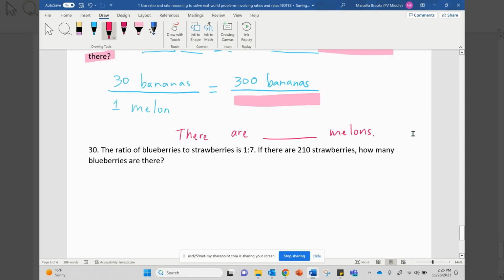And the last one, I want to see if you can figure out how to set it up and solve it. So that would be a level 3. If you can set it up, I'll give you a 2. But if you set it up and solve, that'll be a 3 for this target. So number 30. The ratio of blueberries to strawberries is 1 to 7. If there are 210 strawberries, how many blueberries are there?